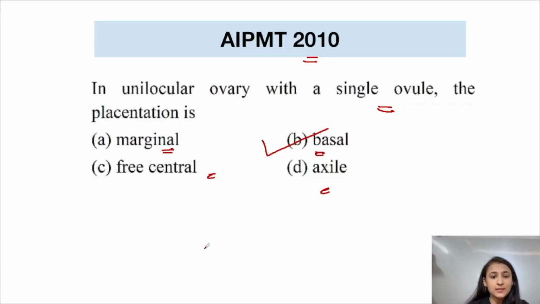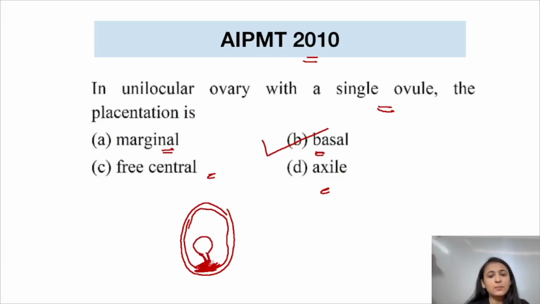So in basal placentation, if this is the ovary, let me draw this properly. This is the ovary. The placenta is located towards the base of the ovary and the ovule is borne attached to the placenta. A single ovule is borne attached to the placenta, like this. So the placenta here develops basally and a single ovule is attached to it. The ovary is unilocular. So this kind of placentation is basal placentation. Options A, C, and D are incorrect.